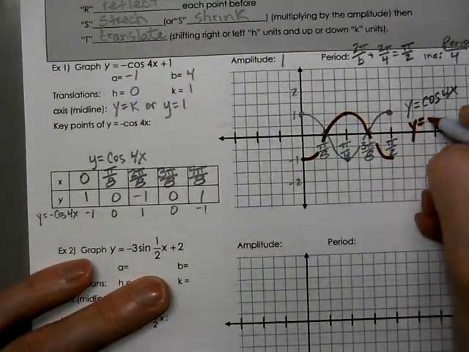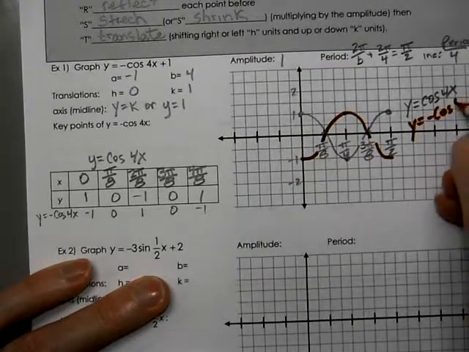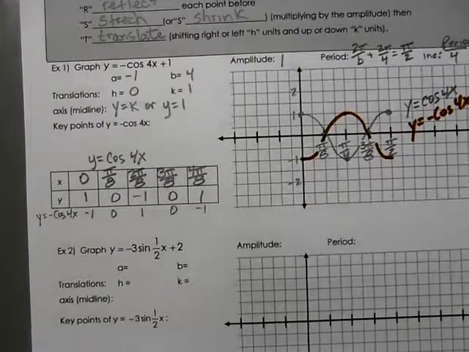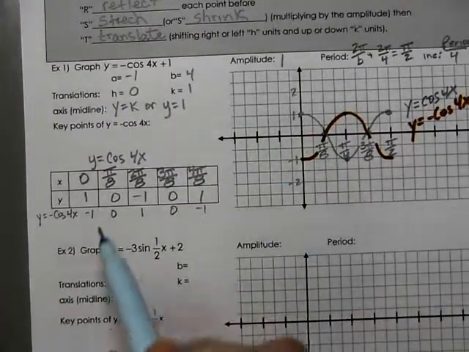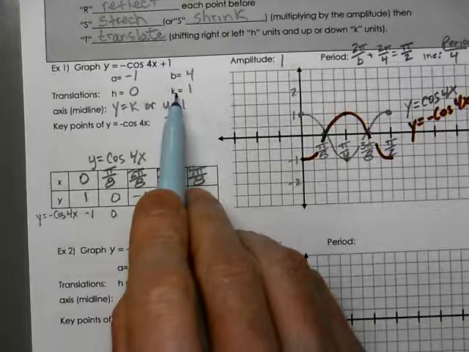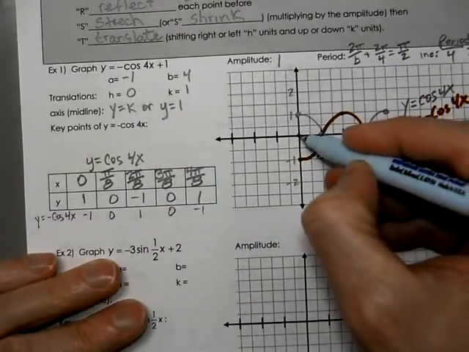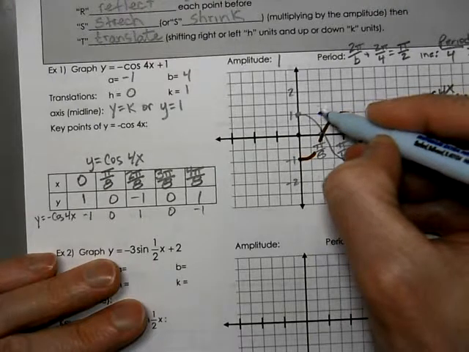So now we have y equals negative cosine of 4x. Since there's no stretch, because there's no value other than the -1, we're going to translate this, actually just our k value is 1, so 1 unit up. We take each one of these and go up 1.